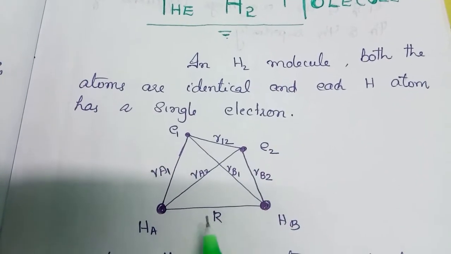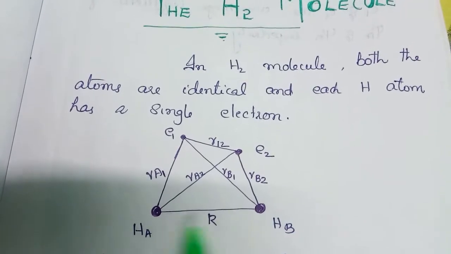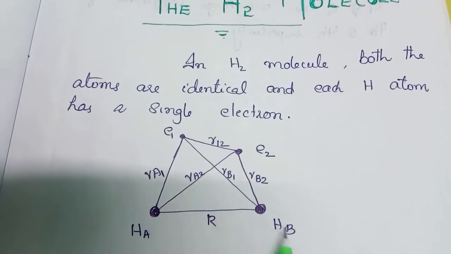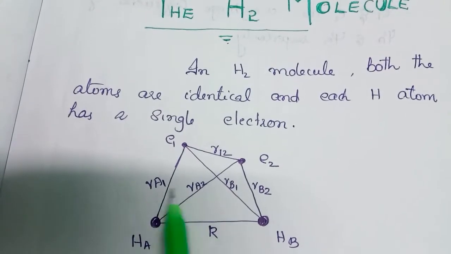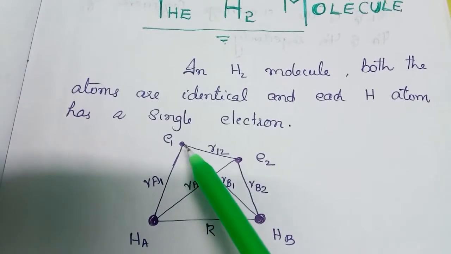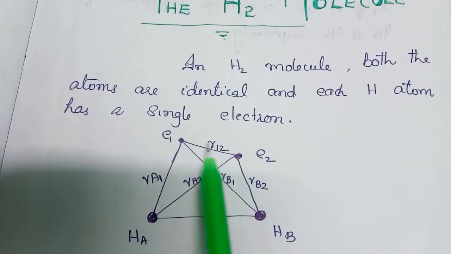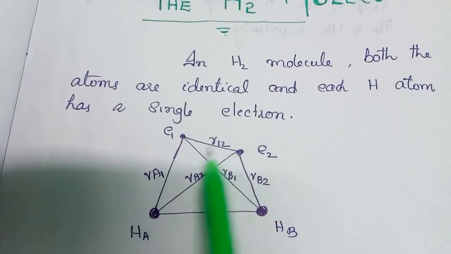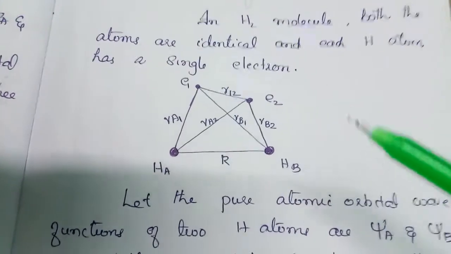E2. Let capital R represent the distance between the hydrogen nuclei HA and HB, and small r represents rA1, rA2, rB1, rB2. This represents the distance between each electron and the respective nucleus. And r12 represents the distance between the two electrons. So this is the simple representation of the hydrogen molecule.